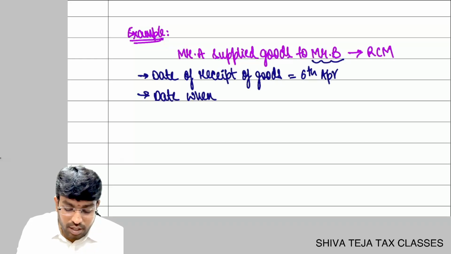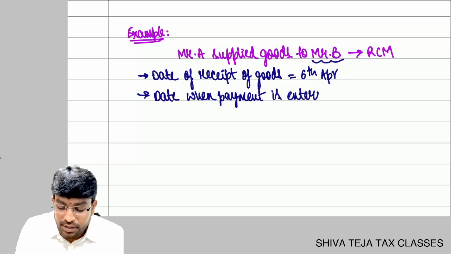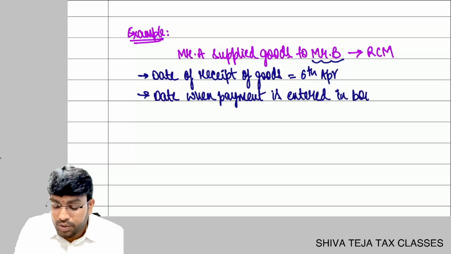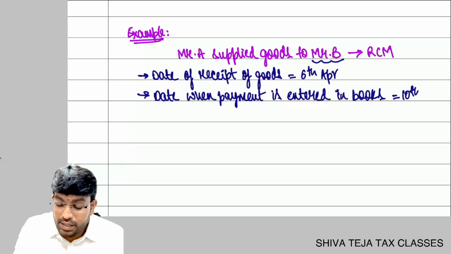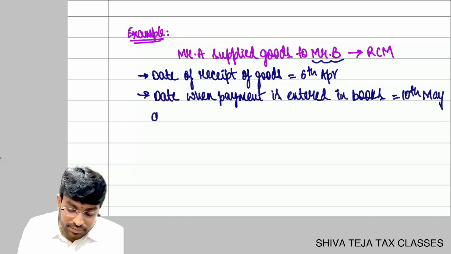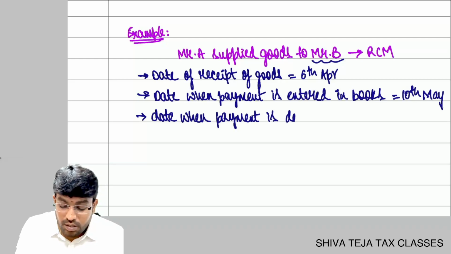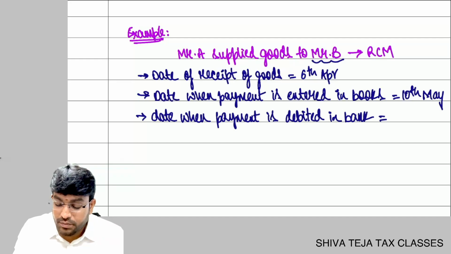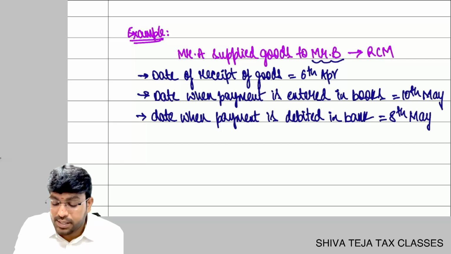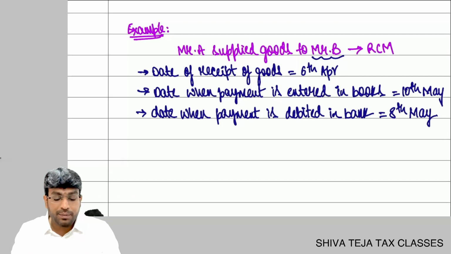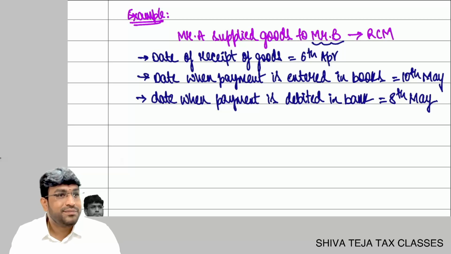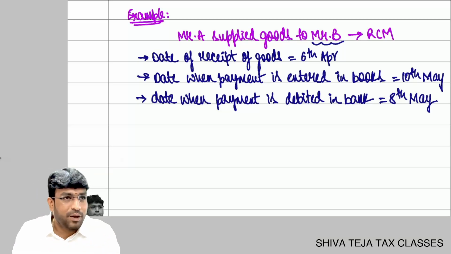Next, the date when payment is entered in books is, let us say, 10th May. And the date when payment is debited in the bank is 8th May. That means this person is maintaining books a little late. On 8th May the money got debited, but books were entered on 10th May. Possible, no? Not necessarily is everything happening on the same day.